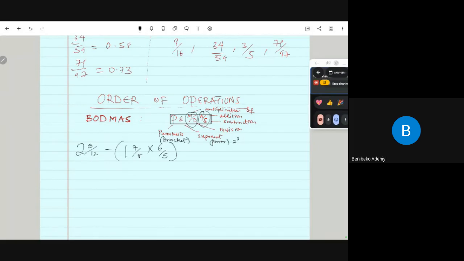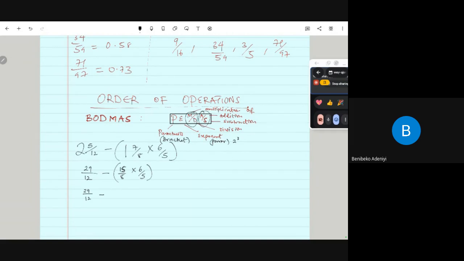So in this case, just convert everything to improper fraction. 12 times 2, 24 plus 5, that's 29 over 12. Minus 8 times 1, 8 plus 7, 15 over 8. Times 6 over 5. Please, for Allah's sake, don't remove the bracket. Please. Don't remove the bracket. You have to solve the bracket first. So 29 over 12 minus this bracket.